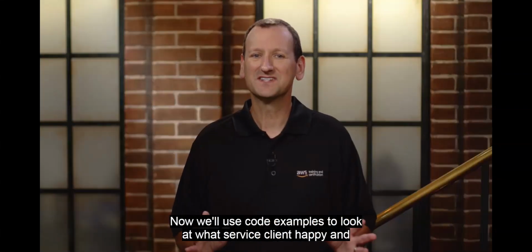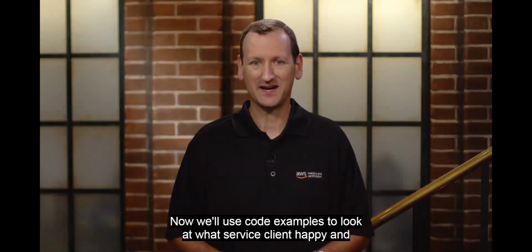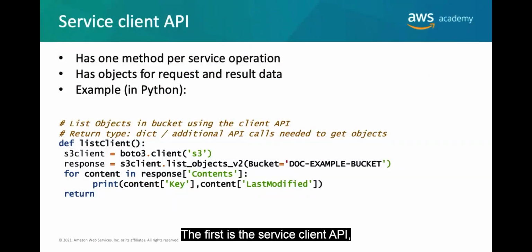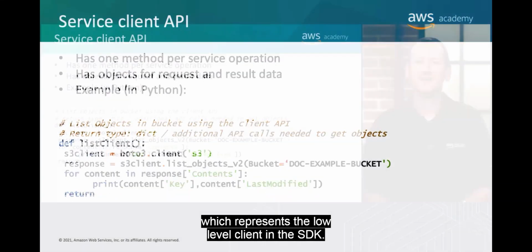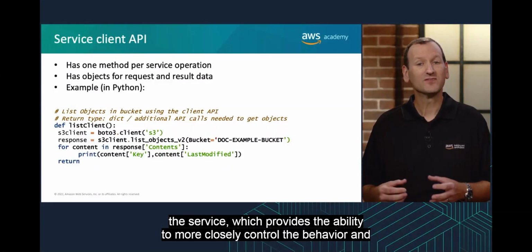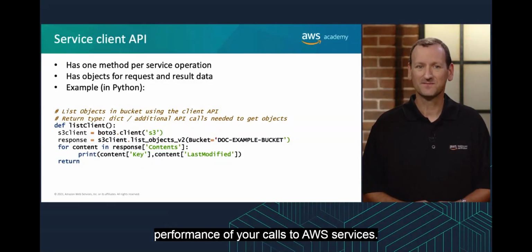Now we'll use code examples to look at what Service Client API and Resource API mean. The AWS SDKs have 2 levels of APIs. The first is the Service Client API, which represents the low-level client in the SDK. Using a low-level client gives you more control over the requests that you make to the service, which provides the ability to more closely control the behavior and performance of your calls to AWS services.